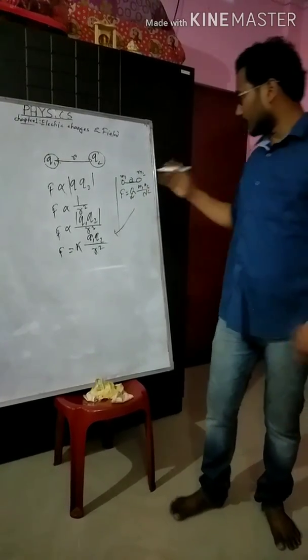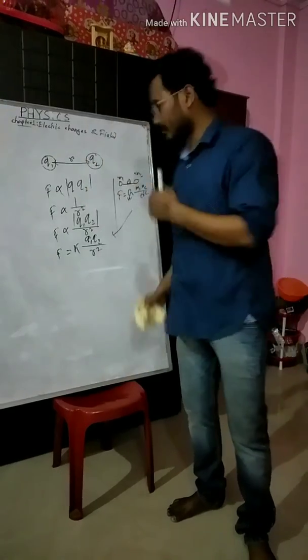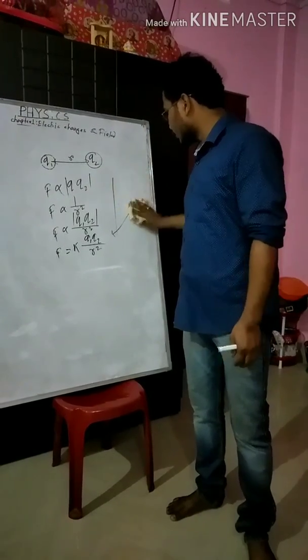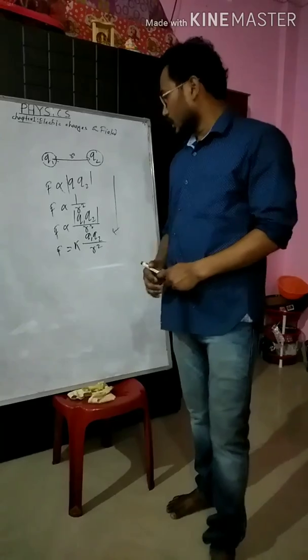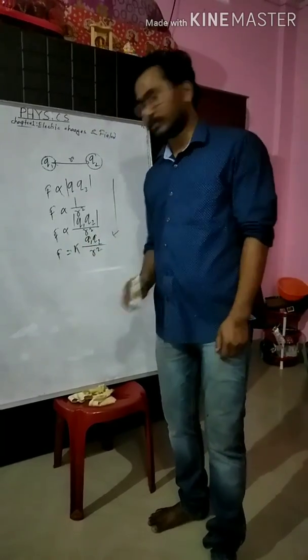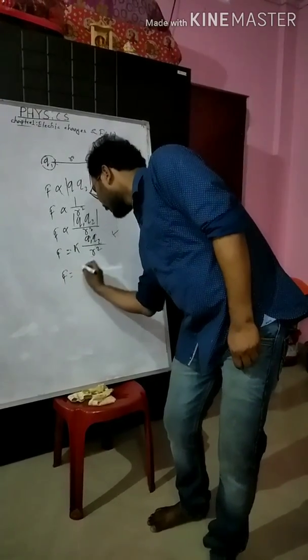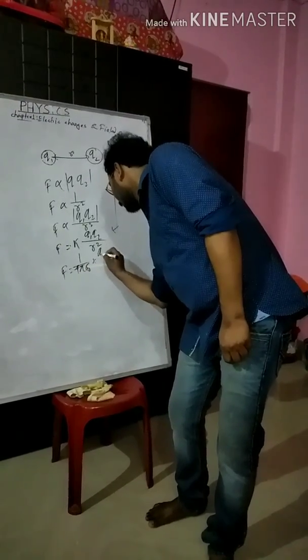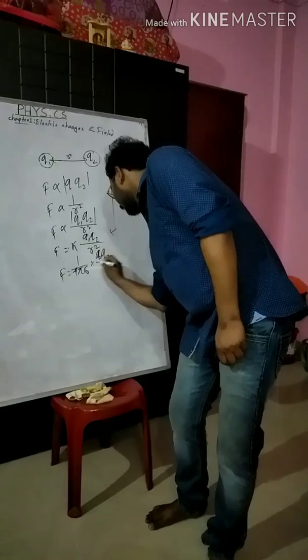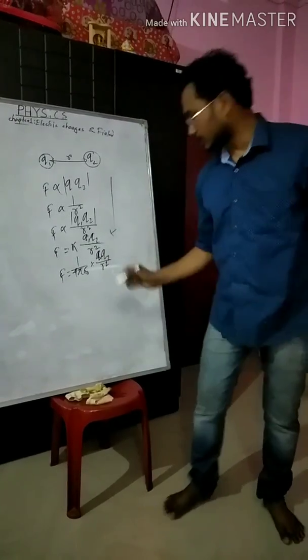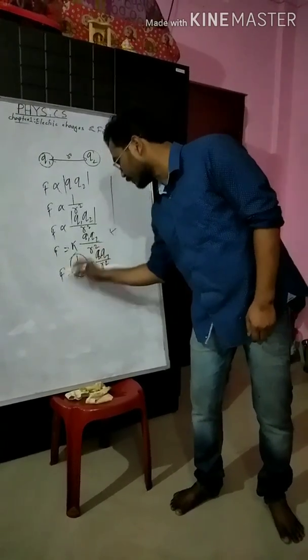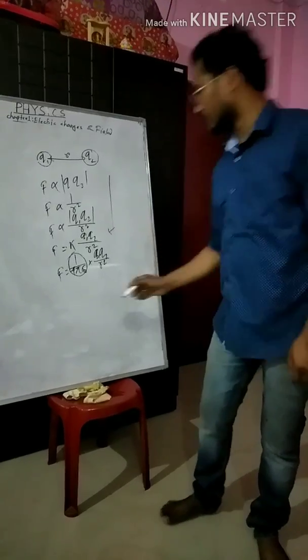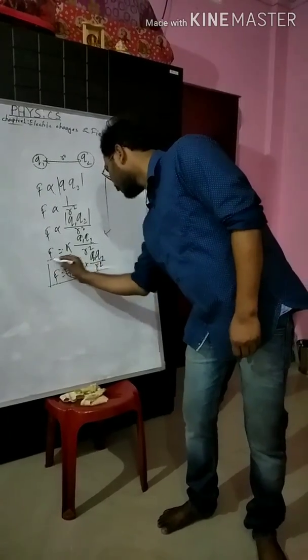Now let's forget about this gravitation part. I have just given this equation to memorize. Now that K has another expression. The expression of K is 1 by 4 pi epsilon naught, so F = 1 by 4 pi epsilon naught into Q1 Q2 by R square. Now this is the main constant which will be represented in Coulomb's law. It is the final equation of Coulomb's law.